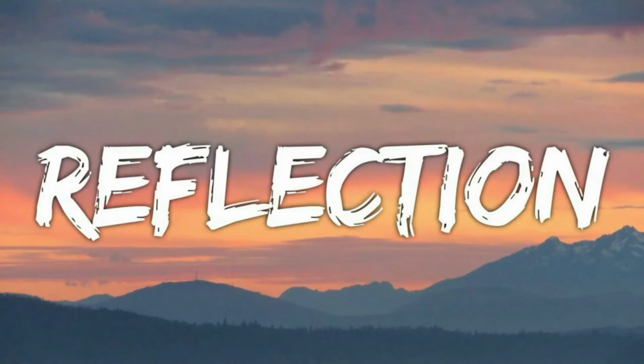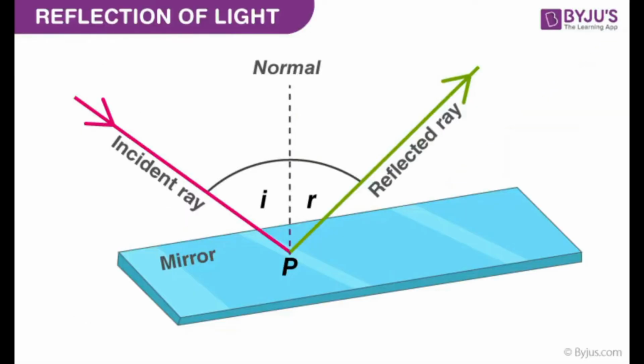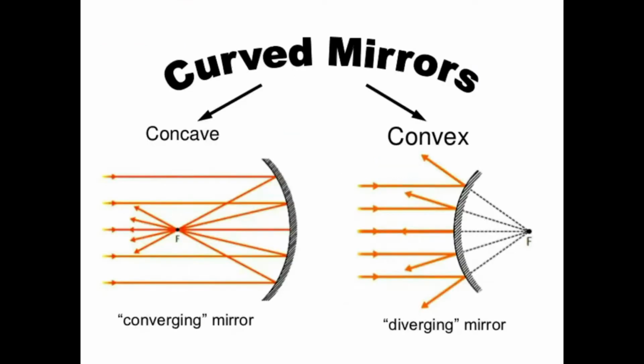Reflection on spherical mirrors. Reflection happens when light rays bounce off a surface. In the diagram, the ray of light approaching the mirror is known as the incident ray. The ray of light that leaves the mirror is known as the reflected ray. Reflection also happens on spherical mirrors.